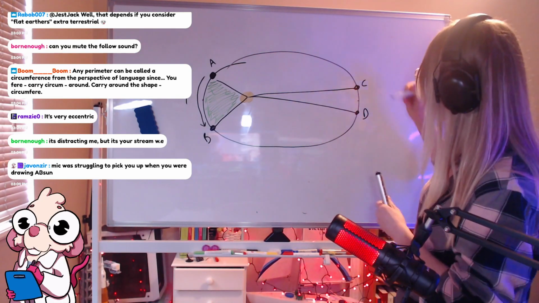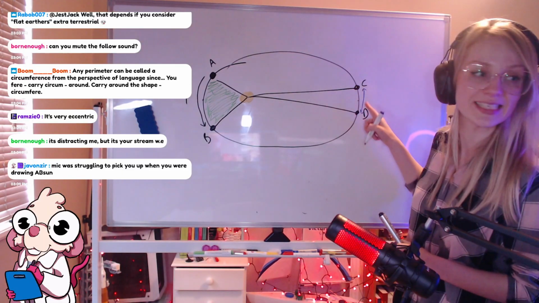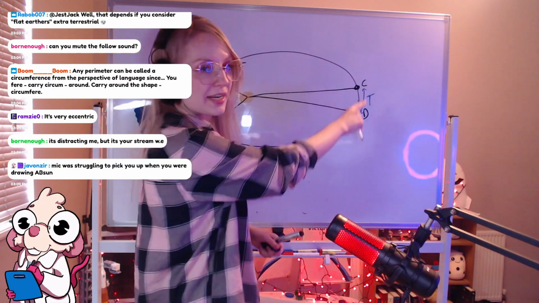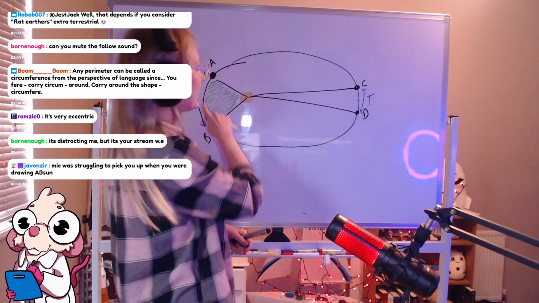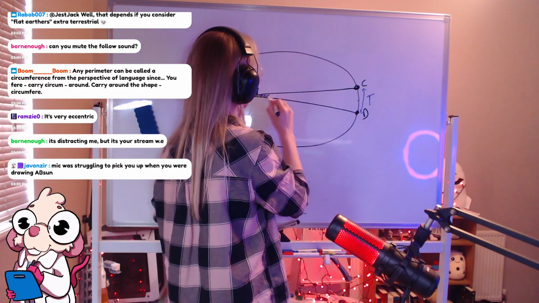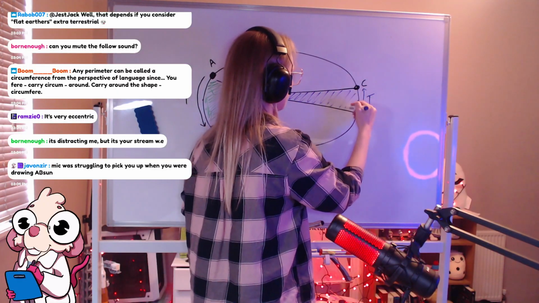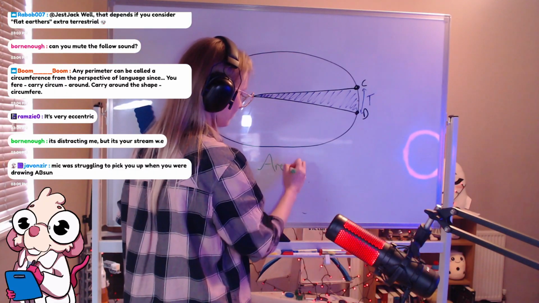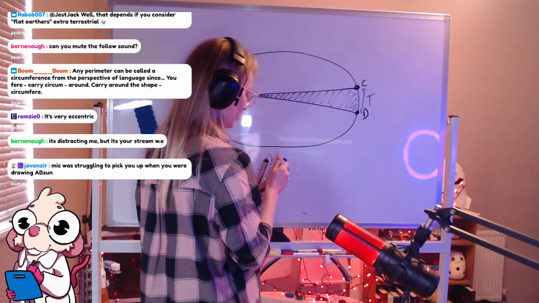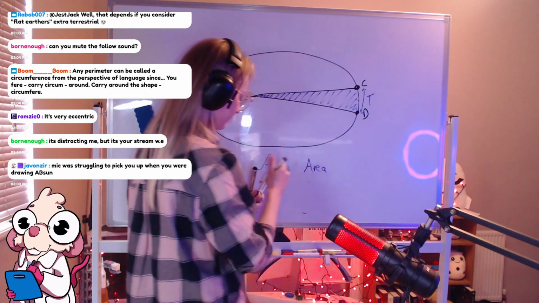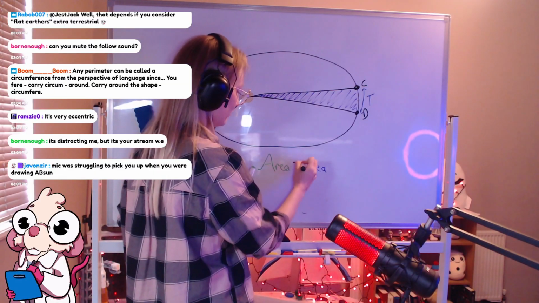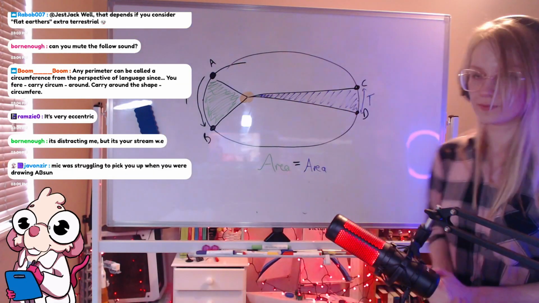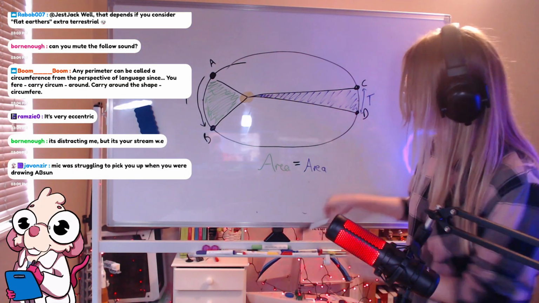But the point is that if it takes the same amount of time to get from C to D here, the area that it covers is going to be exactly the same as the one over here. Trying to color code it. Area of the green equals area of the purple. Voila! That is Kepler's second law.